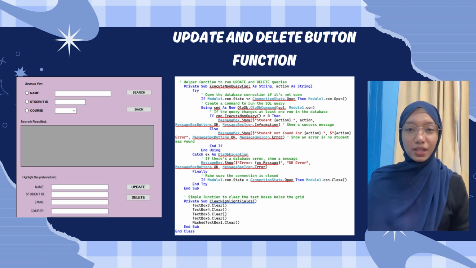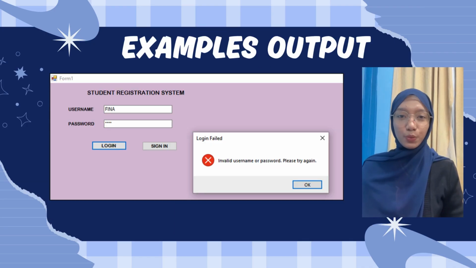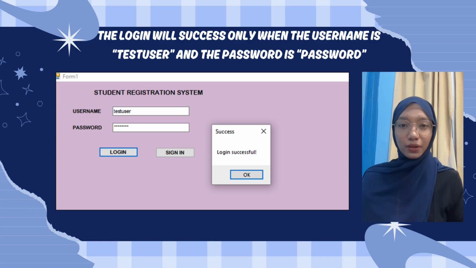This slide shows how the update and delete buttons work. When a user clicks the update button, the selected student's info can be edited. The delete button removes the record after a confirmation message. Here are some example outputs from the system. It shows what users will see when they interact with the application, including how data is displayed and how form functions. The login system only allows access when the username is test user and password is password. This adds a basic level of security to the system.